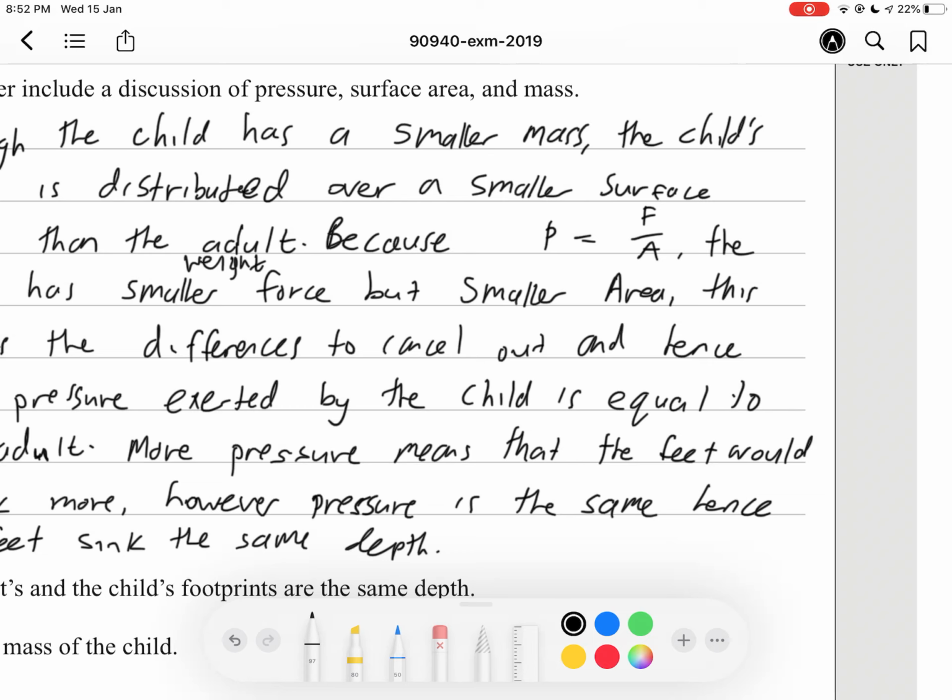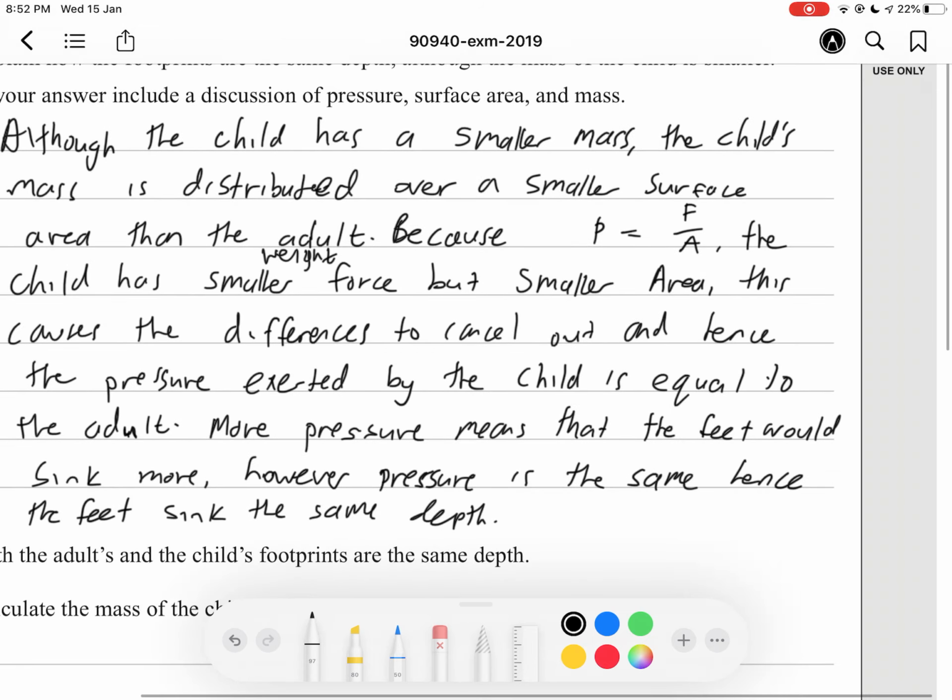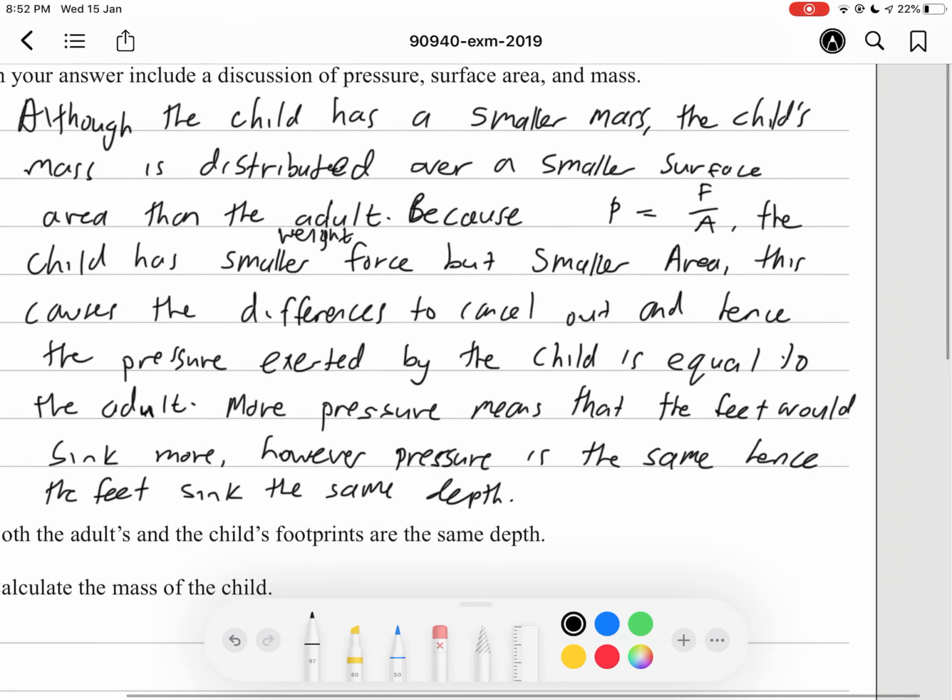So in this case, the output remained the same. So you can say the differences cancelled out, and hence the pressure exerted by the child is equal to the pressure by the adult. More pressure means that the feet would sink more. However, pressure is the same, hence the feet would sink the same amount.